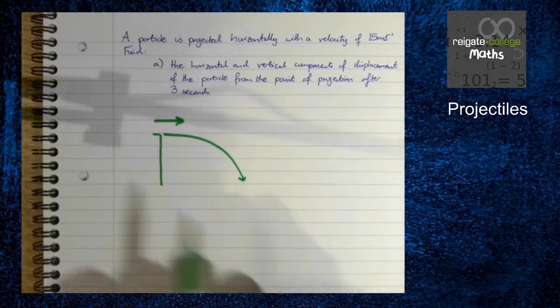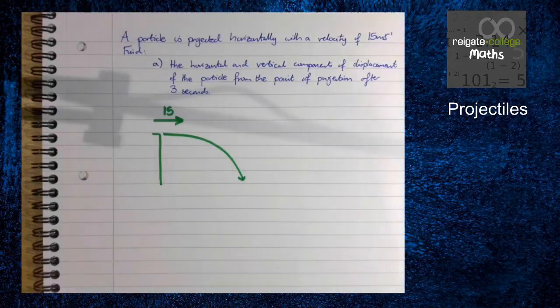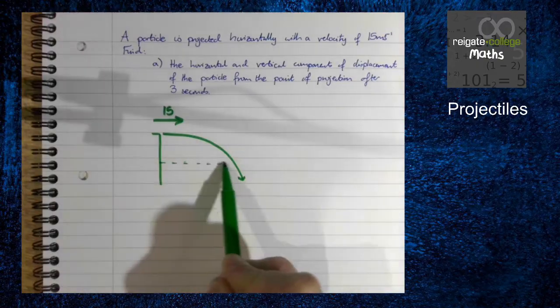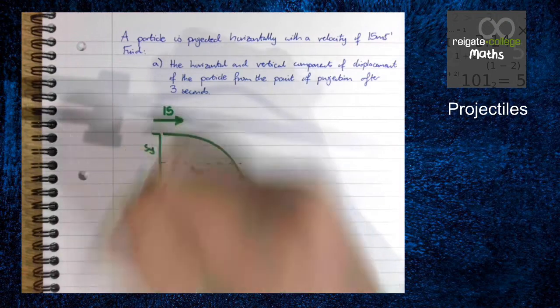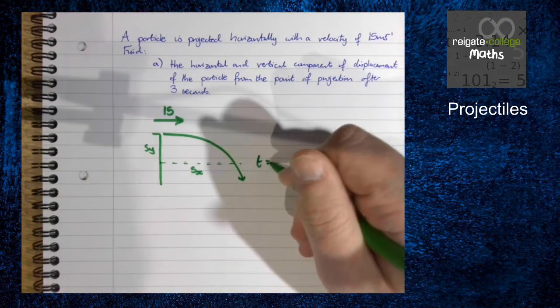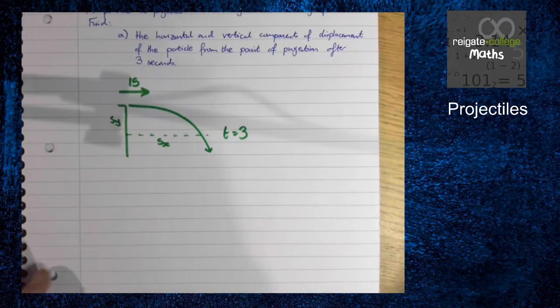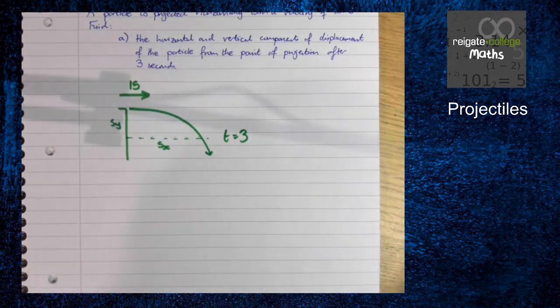So we're told it's projected horizontally with 15 meters per second, and we're trying to find the horizontal and vertical components of displacement after 3 seconds. So first things first, let's write out our suvats. Drawing a diagram is incredibly useful with this type of question if you're not given a diagram already. If you are, go nuts labeling it.